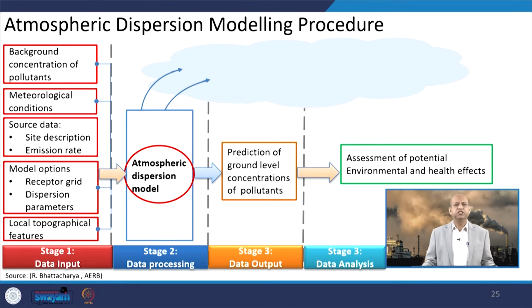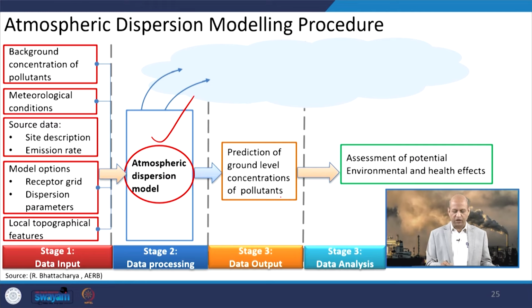Well, the atmospheric dispersion modeling procedure can be seen in a simple way with this flow chart. Background concentration of the air pollutant we should know, so that we can learn whether after dispersion at a particular point the concentration will be up or not affected. Then meteorological conditions, source data like site description and emission rate, then the model options like receptor grid related model or dispersion parameters. Then the atmospheric dispersion model uses all these input values and runs.